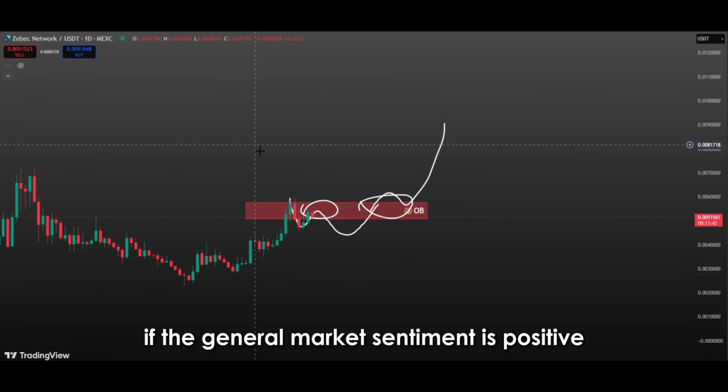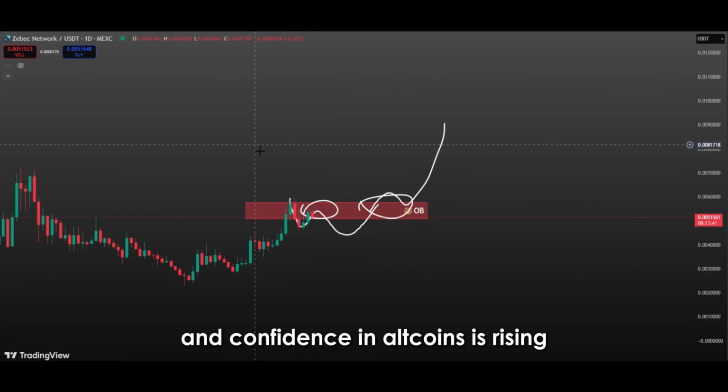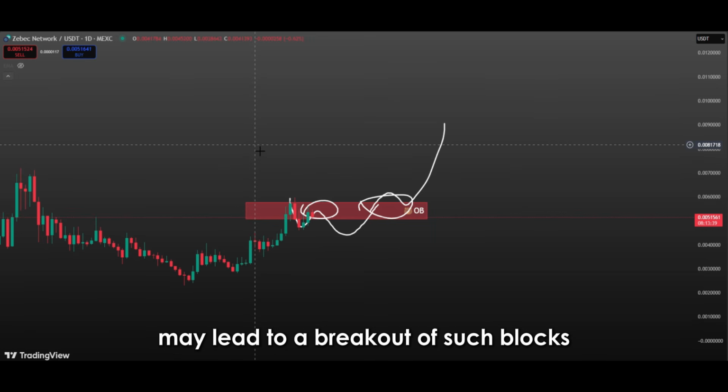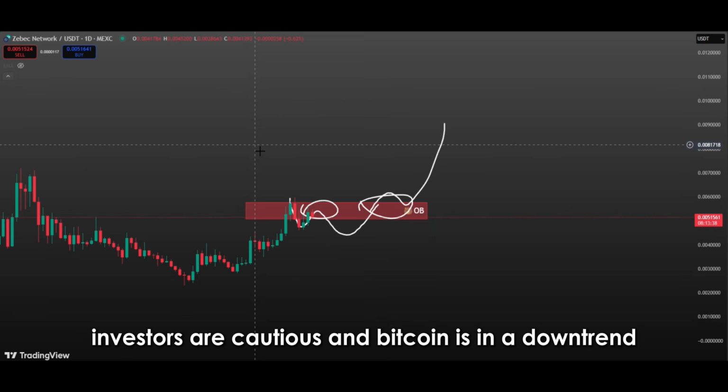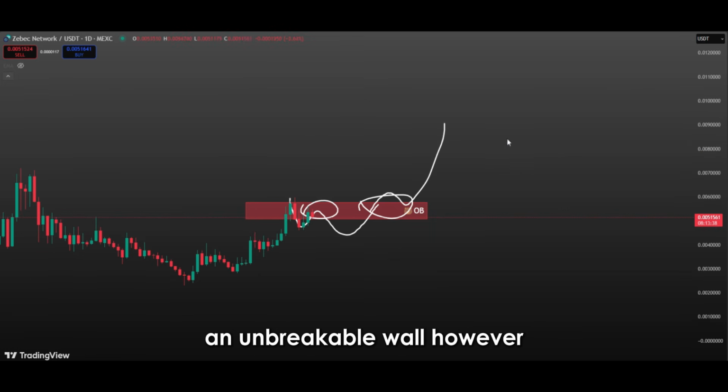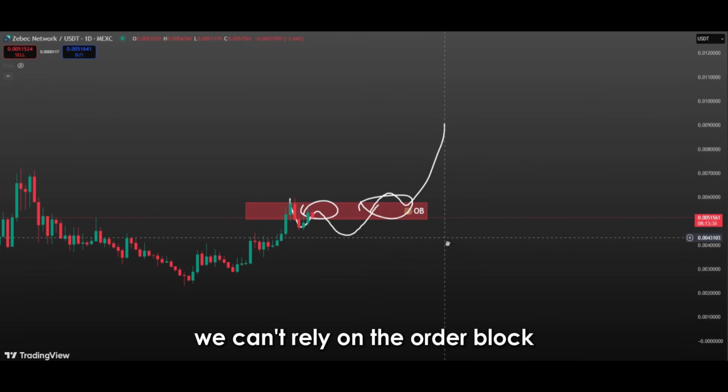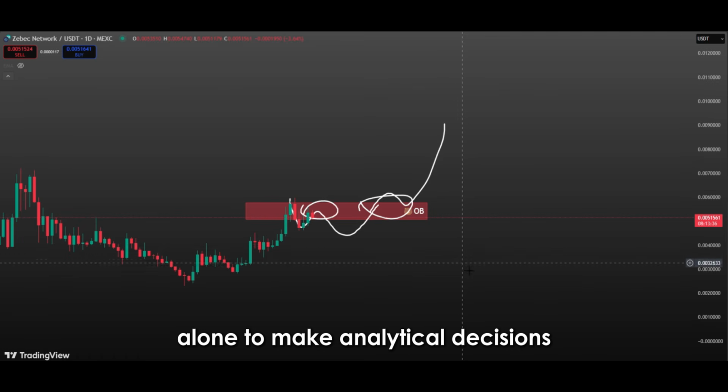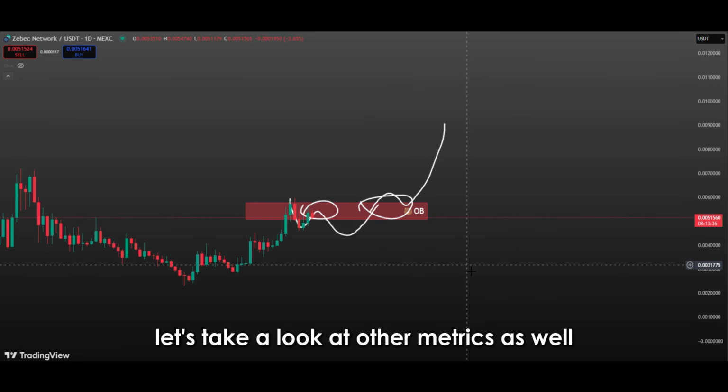For instance, if the general market sentiment is positive, Bitcoin is in an uptrend, and confidence in altcoins is rising, then even a minor news item or technical signal may lead to a breakout of such blocks. Conversely, if fear dominates the market, investors are cautious, and Bitcoin is in a downtrend, these blocks may act like an unbreakable wall. However, we can't rely on the order block alone to make analytical decisions. Let's take a look at other metrics as well.